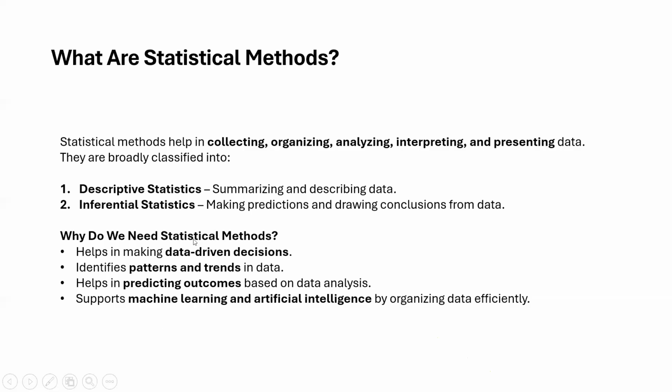Great. A few more things we discussed: why do we need statistical methods? It helps us in data-driven decisions, in identifying patterns and trends in the data, and in predicting outcomes, which is basically our inferential statistics. And it helps us in machine learning and artificial intelligence by organizing the data efficiently. So these were the things we discussed in our previous class. Okay, now let's move ahead.